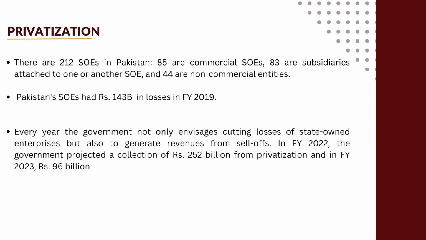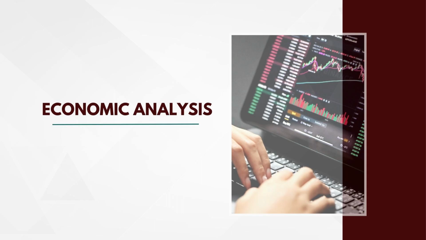The sixth pillar is privatization. So privatization implies that we have to privatize loss-making state-owned enterprises. As we all know, our public sector enterprises are continuously incurring losses, and they are a huge burden on the national exchequer. Right now, there are 212 SOEs, out of which 85 are commercial, 83 are subsidiaries of those SOEs, and 44 are non-commercial entities. Every year, the government envisages to collect revenues in the form of privatization of these loss-making state-owned enterprises, but no significant progress has been made so far in the last couple of years.